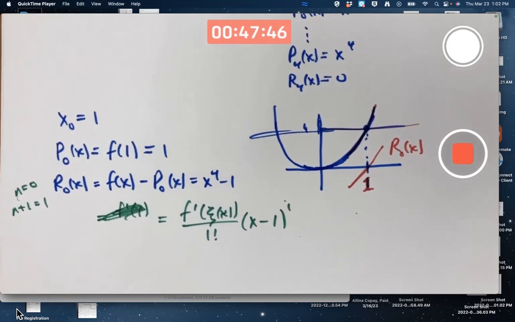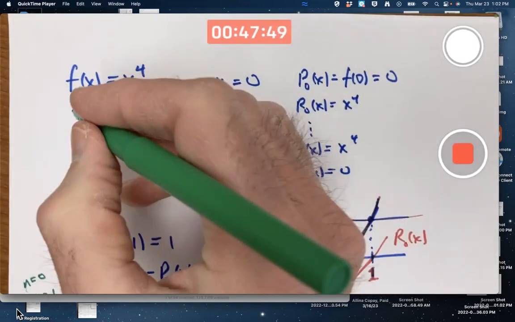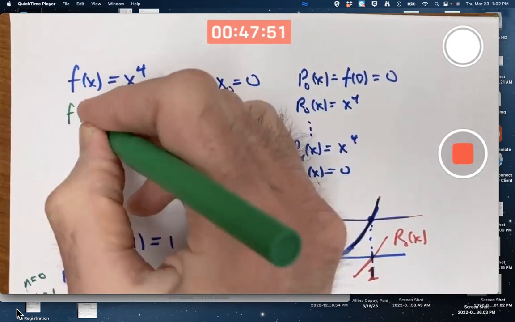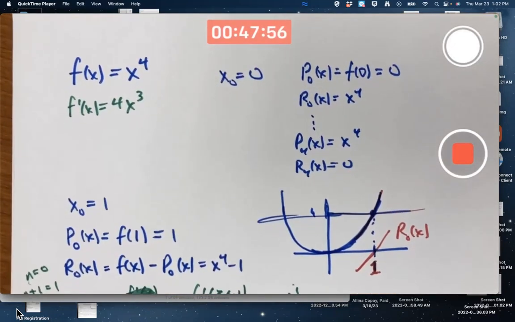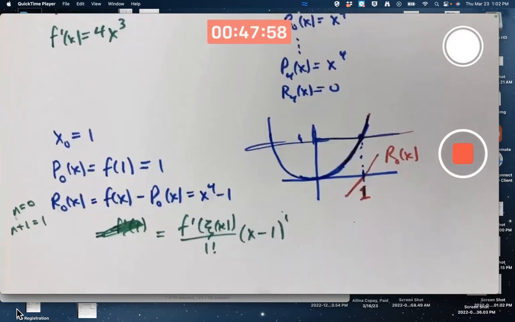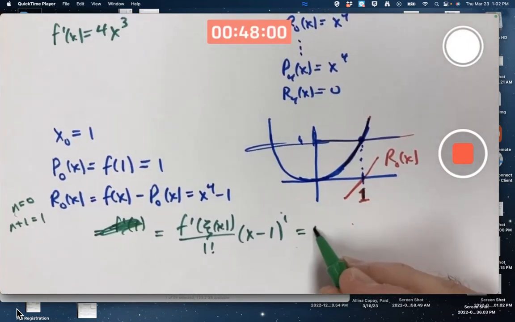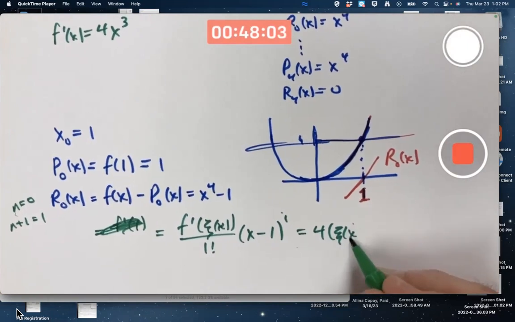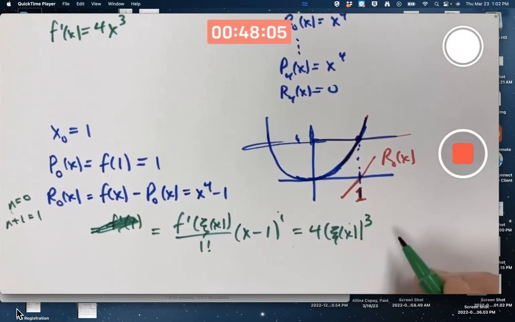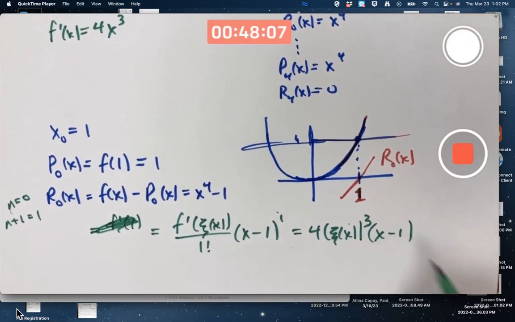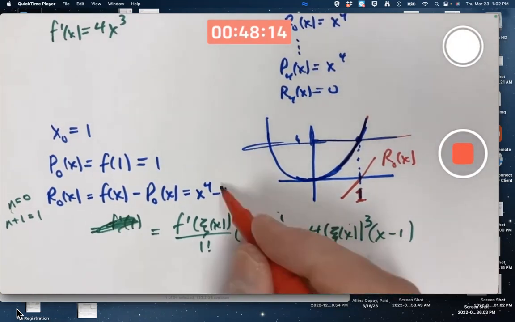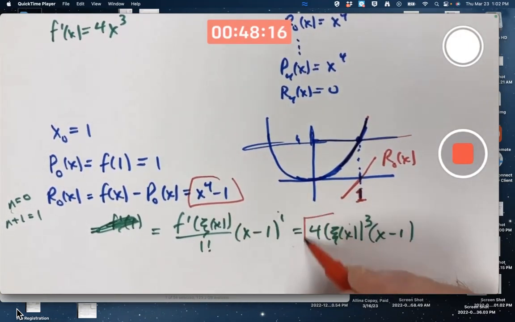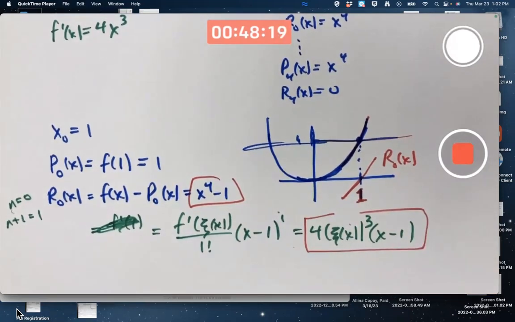What's f prime? Well, f of x is x to the fourth, so f prime of x is 4x cubed. So f prime of c of x, I guess, would be 4 c of x cubed. I guess what we're saying, according to Taylor's theorem, is c of x is the function that makes this equal to this. So I guess I could solve for c of x.